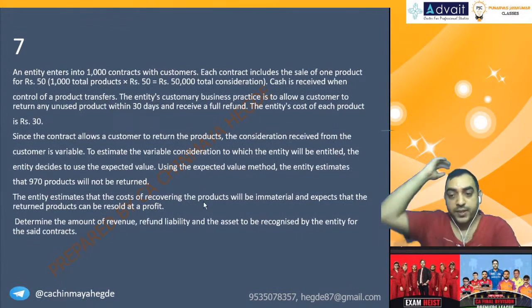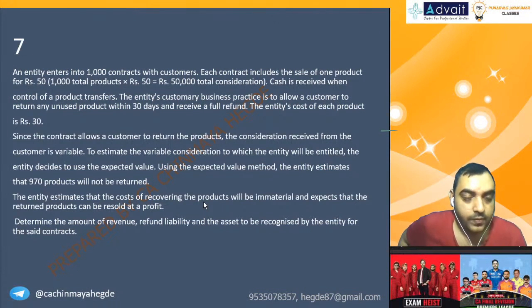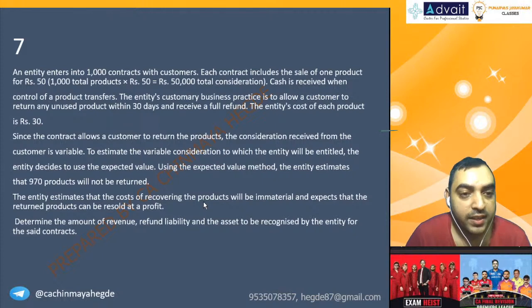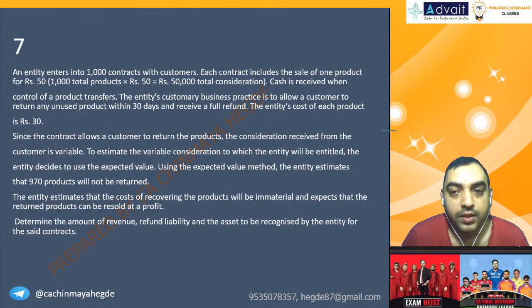Okay, let's go to question number 7. An entity sells, or enters into 1000 contracts with customers. Each contract includes the sale of one product, 50 into 1000, 50,000 total consideration. Cash is received when control of the product transfers.